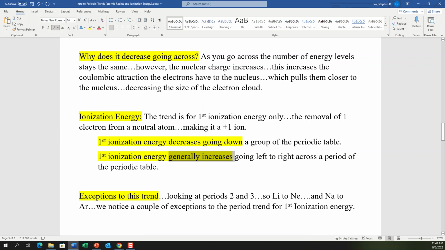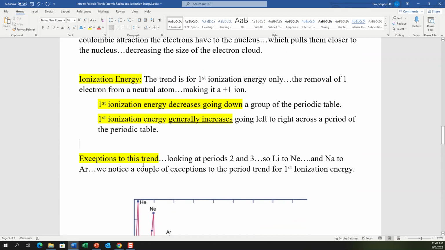So ionization energy decreases if we're talking about first ionization. Okay. But as I go left to right, especially in periods 2 and 3, so we're talking about lithium's row, lithium to neon, and sodium's row, sodium to argon, we do get exceptions to the trend. Okay, and it happens twice within a row, 2 exceptions within a row. So first we're looking at lithium to neon, and then sodium to argon.